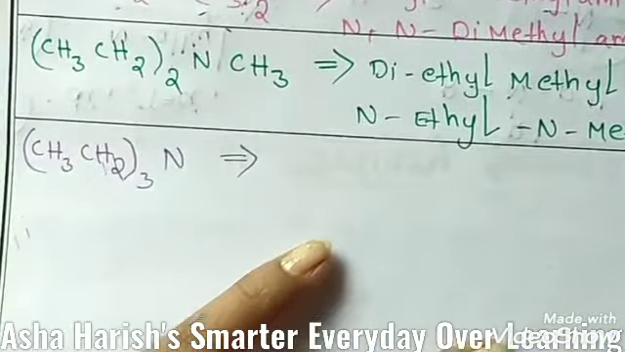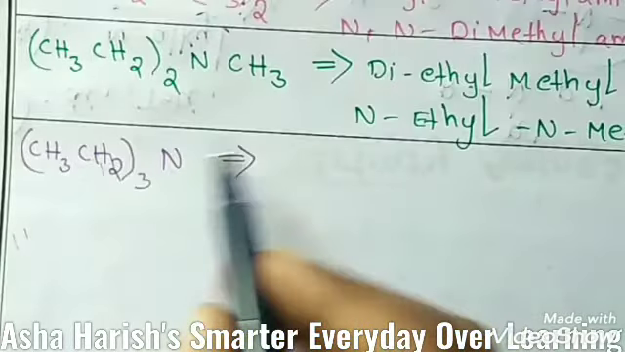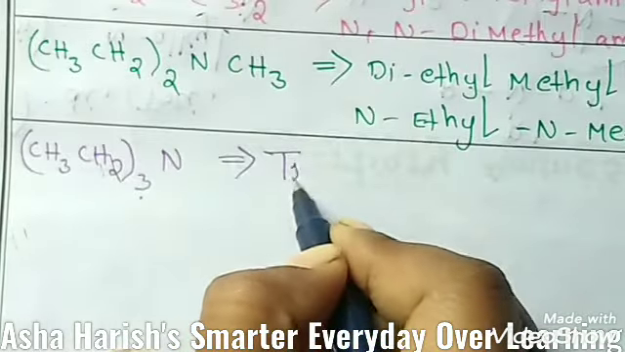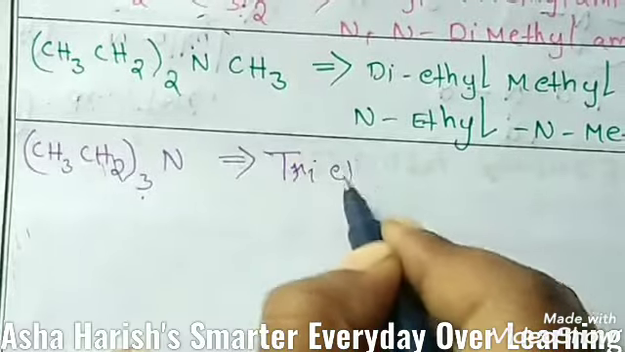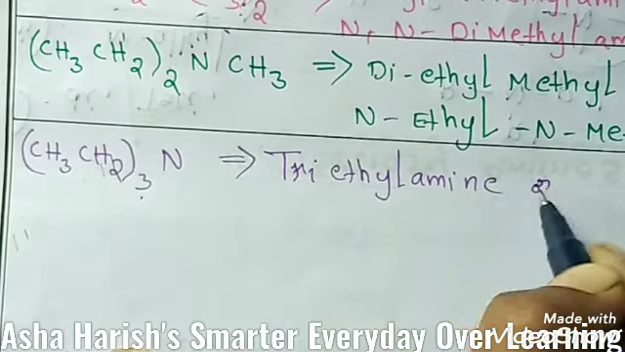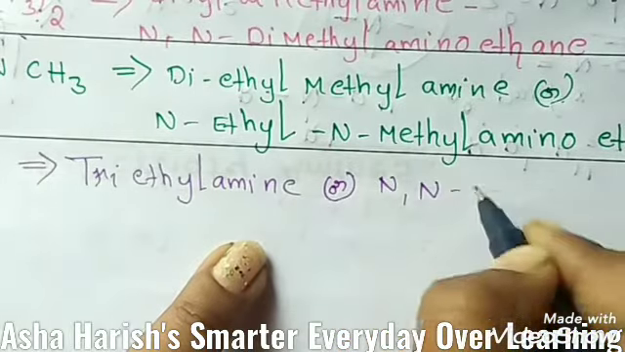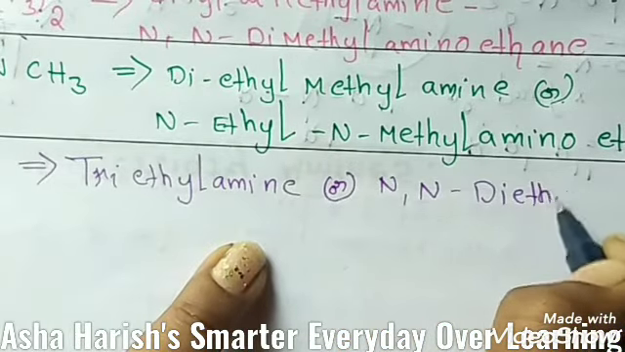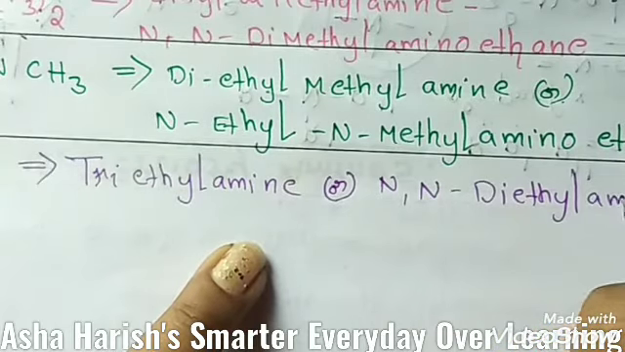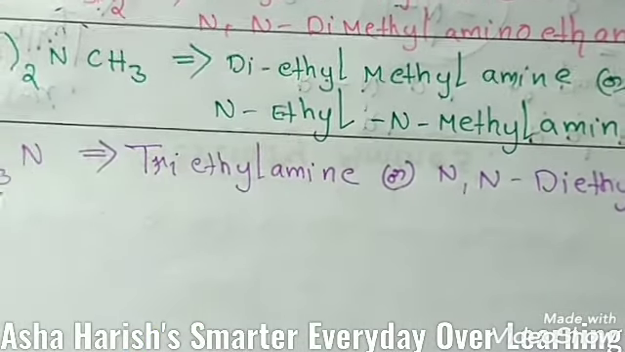Let's see the next example here, (CH3CH2)3N. Here students, how many ethyl groups are there? Three. So you can obviously add triethylamine, or we can say this name as N,N-diethylaminoethane. Okay, this is about tertiary amines. Okay, let's go for the next one.